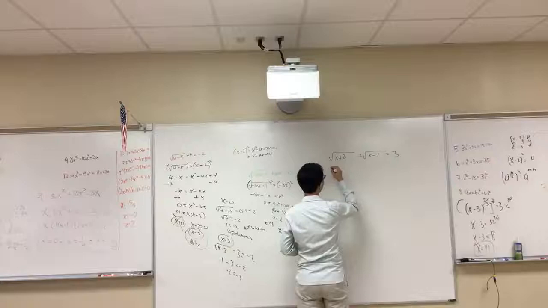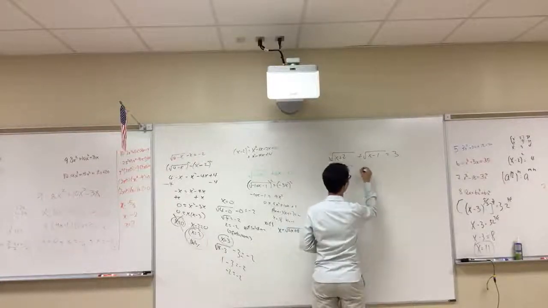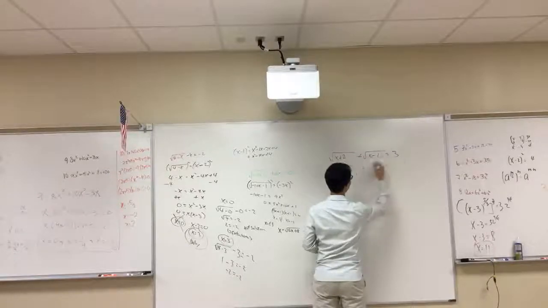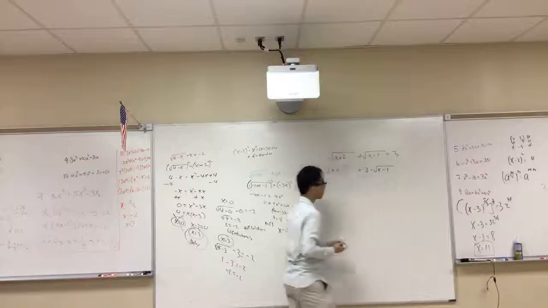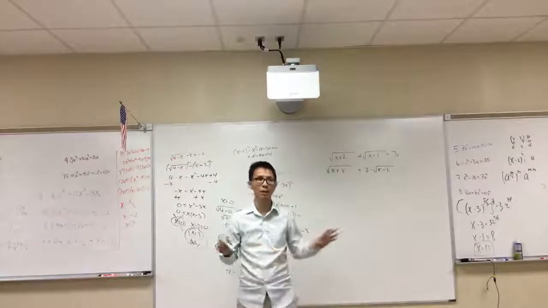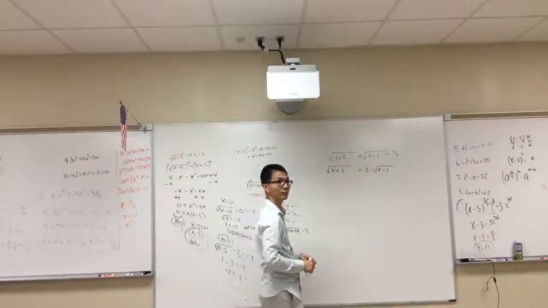So I will split this up, and this one is going to be x plus 2 is equal to, I'm going to subtract this over, so it'll be 3 minus the square root of x minus 1. So that's what I call divide and conquer. Make sure they are on separate sides. So if there are two square roots, make sure they're on separate sides.